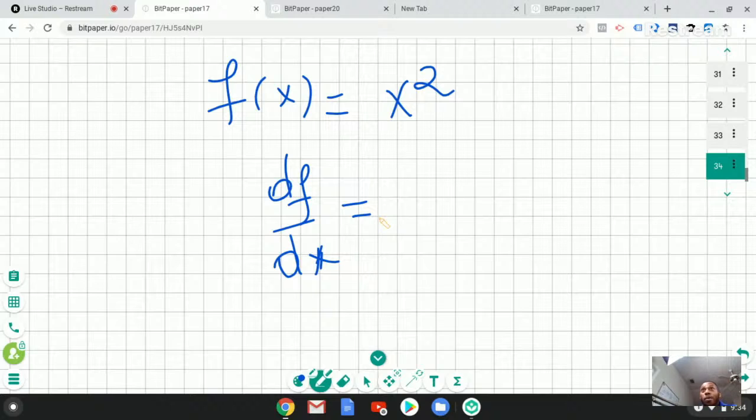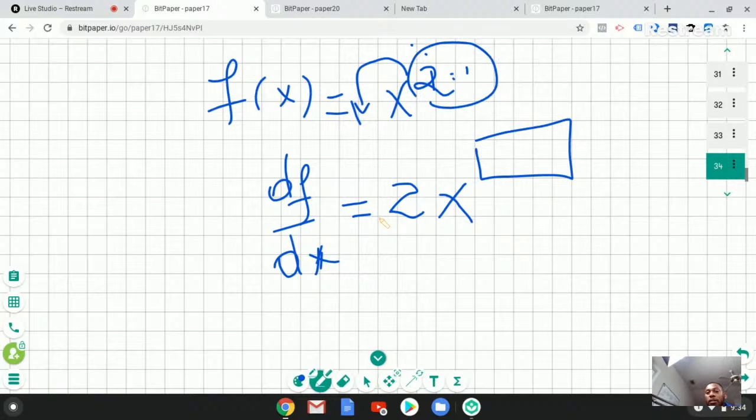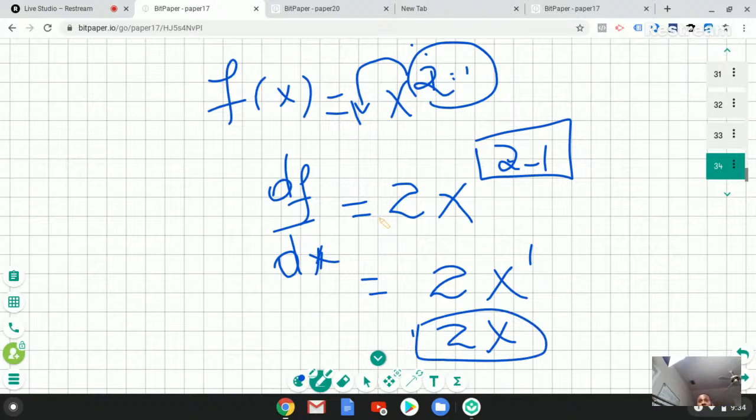You can try to memorize the formula, but what I normally tell people is just bring that 2 down, whatever was there, bring it down, and then take 1 away from that exponent. So that 2, I'm going to bring it up front, 2x, and I'm going to take 1 away from the exponent. 2 minus 1 is 1. 2x to the first power, which is 2x. So that's derivatives of functions like this.